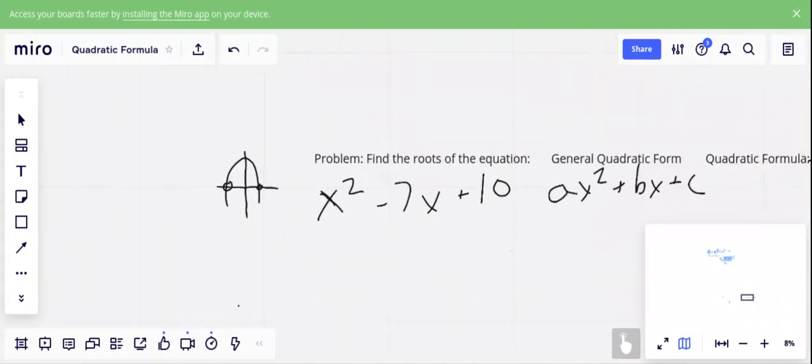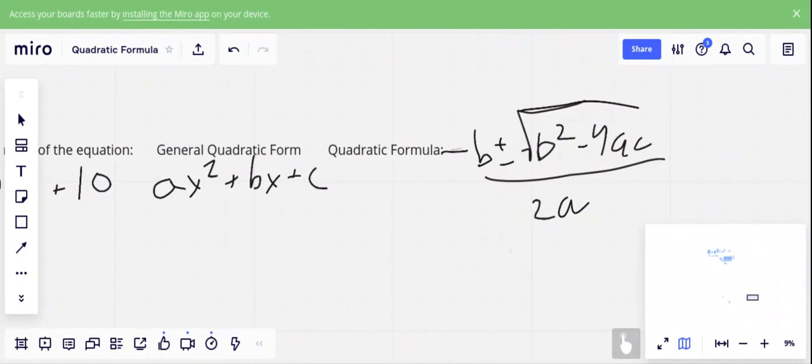So, what is the quadratic formula? The quadratic formula is x equals minus b plus or minus the square root of b squared minus 4ac, all over 2a. So, what do a, b, and c in this formula represent? They represent the coefficients and constants in the general quadratic form, ax squared plus bx plus c.